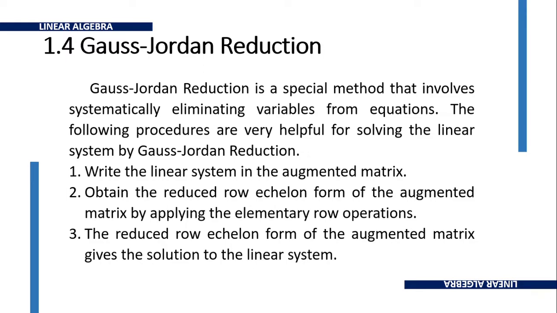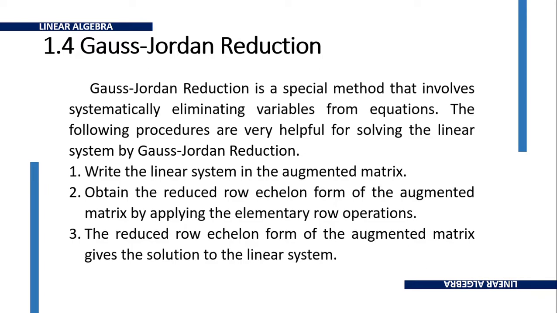So let me read first the definition of this topic. Gauss-Jordan reduction is a special method that involves systematically eliminating variables from equations. Di ba sa mga last discussion natin, nag-eliminate tayo gamit ang linear system o mga linear equations, ginagamit natin yung mga techniques na itinuro ko para ma-eliminate natin yung mga variables para makuha natin yung mga value niya. But for this, we are going to use another technique of eliminating variables para makuha natin yung mga tamang value for the given equations.